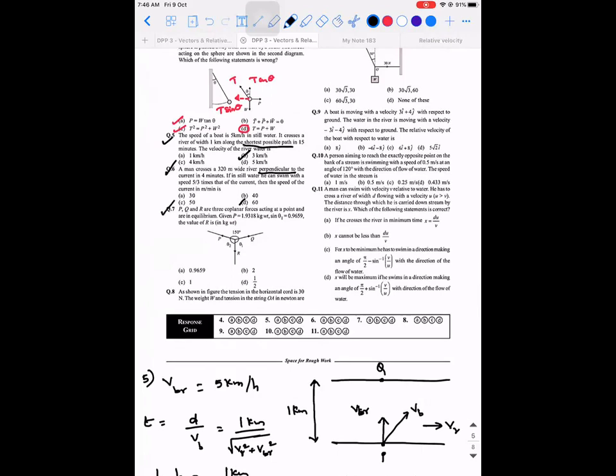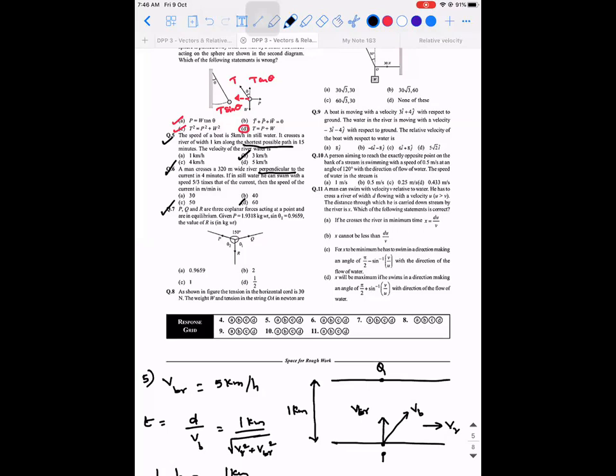P vector, Q vector, and R vector are three coplanar forces acting at a point and are in equilibrium. Given P is equal to 1.9318 kilogram weight and sin theta 1 is equal to 0.9659. The value of R in kilogram weight is.